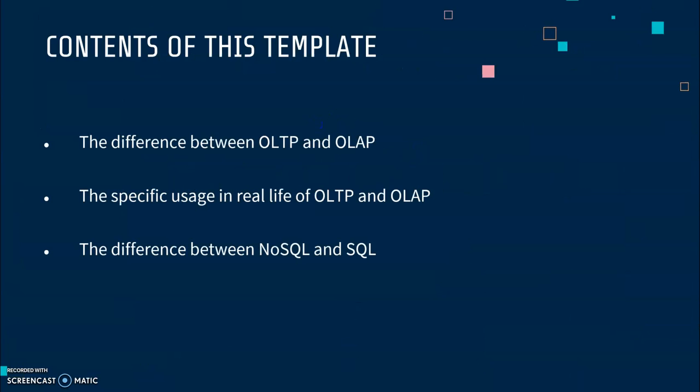There are three main parts of this presentation. The first one is the difference between OLAP and OLTP. I will tell you some features of them. Then I will introduce some specific usage in real life of OLTP and OLAP. The third part is the difference between NoSQL and SQL. Similarly, I will introduce some main features of NoSQL.